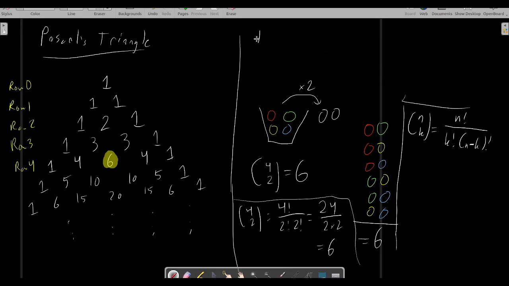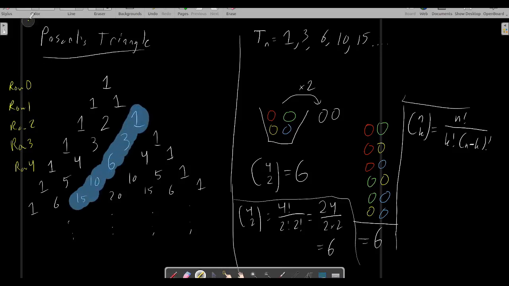Remember that the first few triangular numbers are 1, 3, 6, 10, and 15. Notice that the triangular numbers appear along a diagonal in Pascal's triangle. If we start at the far right of the third row and then follow the triangle down and to the left, we encounter all of the triangular numbers in a sequence. This means that the nth triangular number appears in Pascal's triangle in row n plus 1 and column 2, counting from 0. That is, the nth triangular number can be written as n plus 1 choose 2.